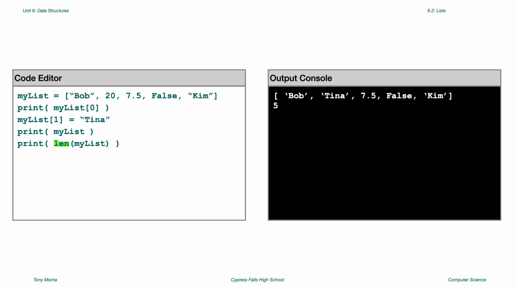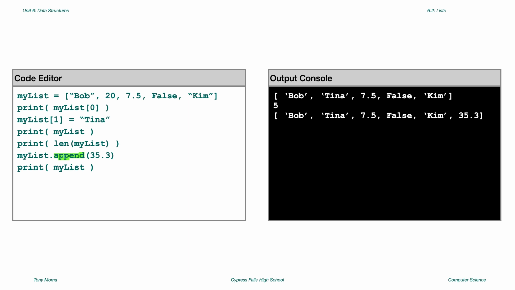Something else we can do with lists is add values to it. For example, suppose I want to add 35.3 to the list. I would use the append method. The append method will take whatever value you put inside the parentheses and add it to the end of the list. Thus, when I print out my list, you'll see the original values plus 35.3 added on to the end of it. Now, append is useful if you simply want to add a value to the end of the list, similar to how a person can get added to the end of a single file line.